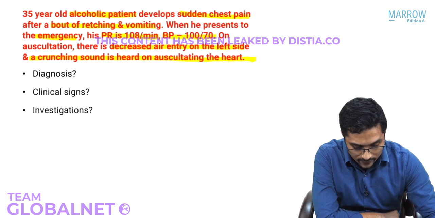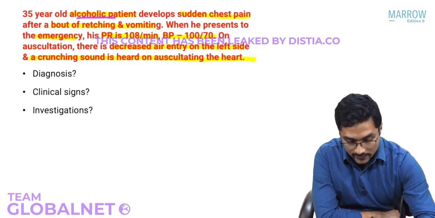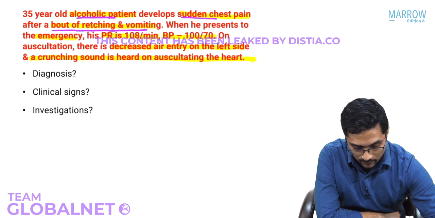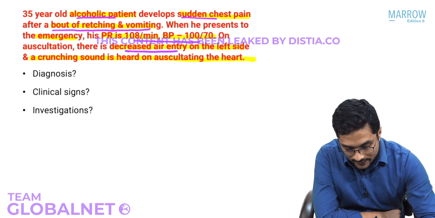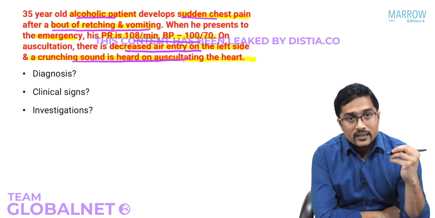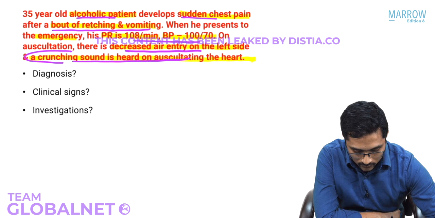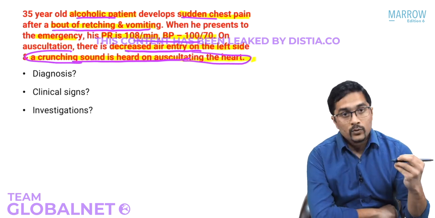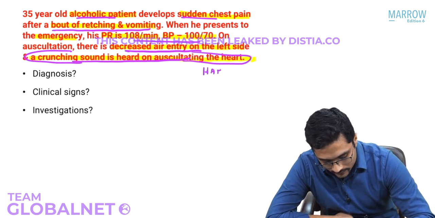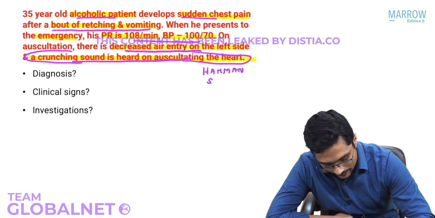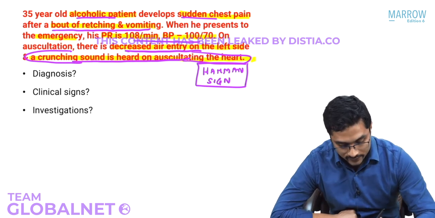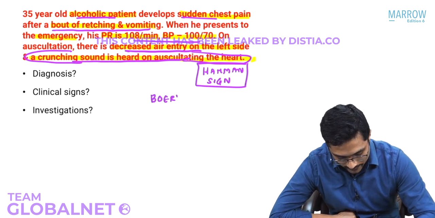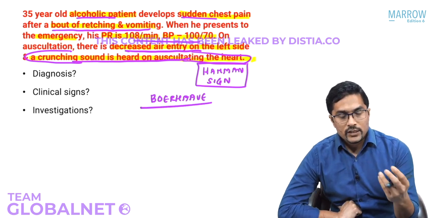Again, we have an alcoholic patient, sudden onset chest pain after a bout of retching and vomiting. He has tachycardia and left-sided air entry is reduced. The clincher here is the crunching sound on auscultation. You know that this is Hammond's sign, which is seen in patients with Boerhaave syndrome. Boerhaave is spontaneous esophageal perforation, which can occur after retching and vomiting.